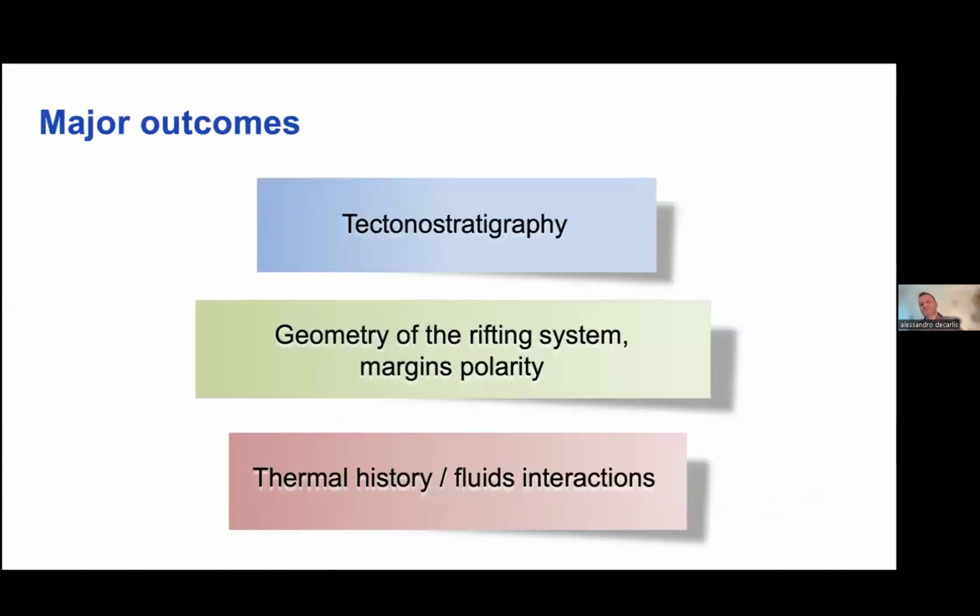So the contribution of the field in this kind of study can be summarized in this schema here. We have a contribution that regards tectonostratigraphy: we tried to understand where sediments deposited and why, especially which kind of sediments. We tried to better define the geometry of the rifting system in terms of the dimension of each domain, which we find in the field, but also in terms of margin polarity. We have seen before, and we will see in the next slide, that we are dealing with an upper plate and lower plate system in this asymmetric domain, but how persistent are they in the field?